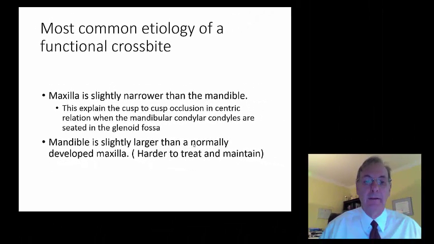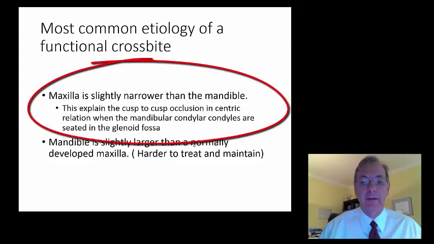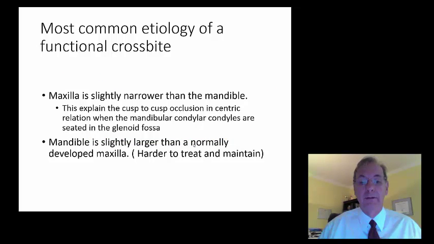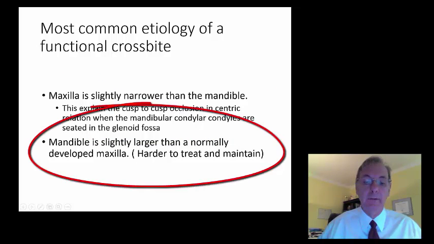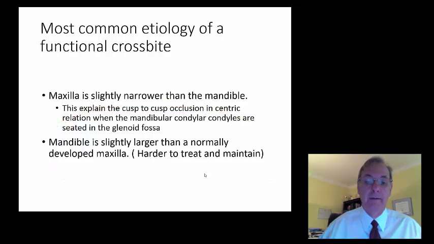So as I said, most common etiology of a functional crossbite, the maxilla is slightly narrower than the mandible, then you have a cusp-to-cusp occlusion in centric relation when the mandibular condyles are seated in the glenoid fossa. The other is the mandible being slightly larger than the normally developed maxilla. So that's the two main ones. This is the most common one. This is the one we address most often, and that's the one that has the better results.